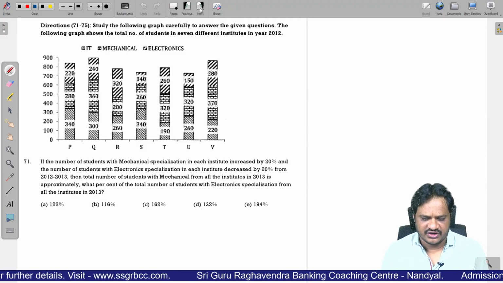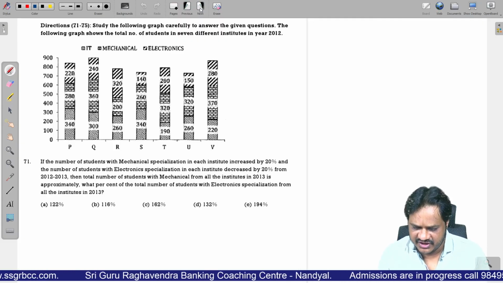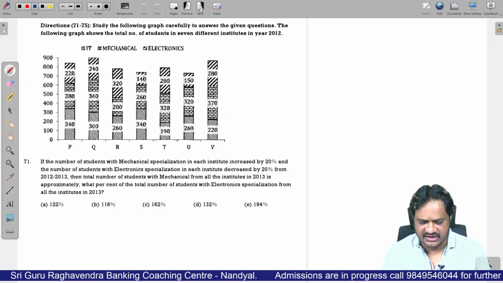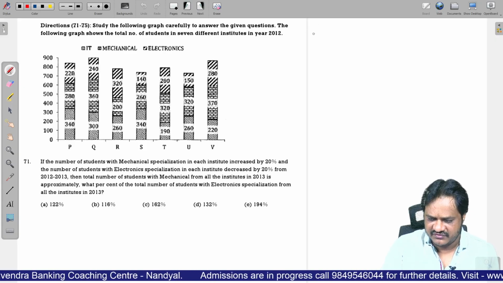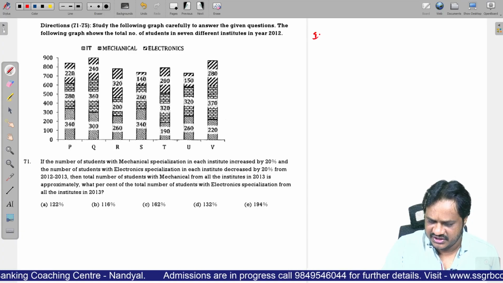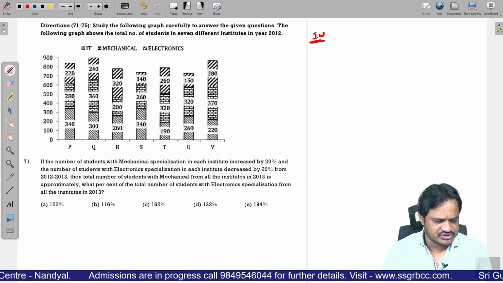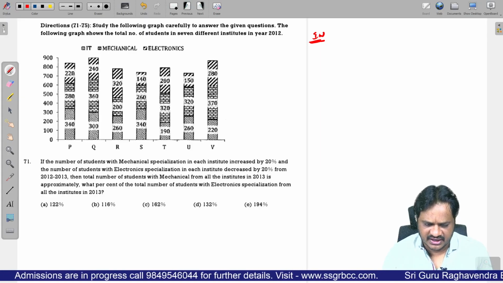Study the following graph to answer the given question. The following graph shows the total number of students in 7 different institutes in 2012. So here also we are having the clear values, but also if you draw one table, it will be very easy. First one is the institute. Next one, the bottommost one, that is IT, middle one is mechanical, topmost one is electronics.